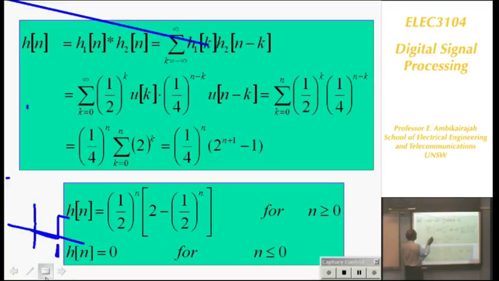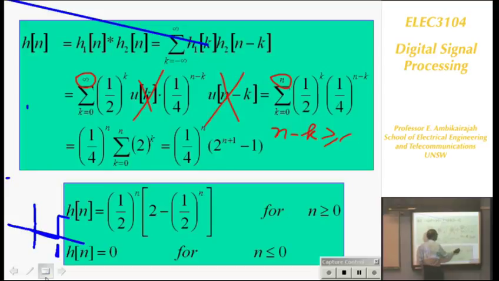This is infinity. This has to be n. When you remove these two, see that? How do you remove it? You know n minus k has to be greater than or equal to 0, because then only you'll have 1 there, otherwise it will be 0. So n is greater than or equal to k, so k is less than or equal to n. That means the maximum value is n. That's how you get the n there. That's how you work it out.